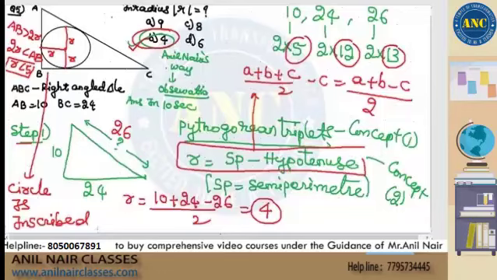Ankit, this is based upon Pythagorean triplets. 10 is 2 into 5. The Pythagorean triplet is 5, 12, 13. Watch Ajay sir's YouTube video on how to find Pythagorean triplets. 2 into 5, 2 into 12, next is 2 into 13. So 5, 12, and the next triplet is 13. 5 is doubled, 12 is doubled, 13 also will be doubled.